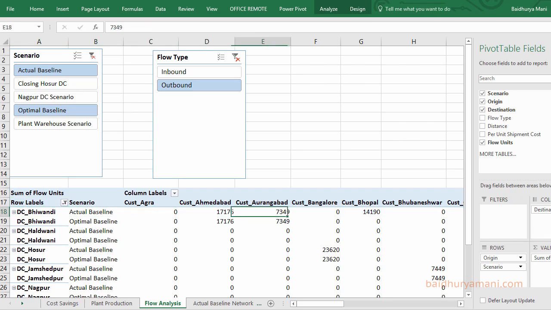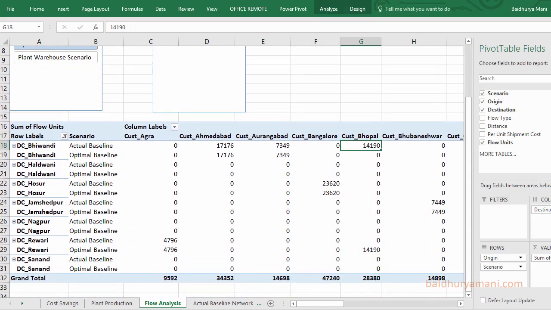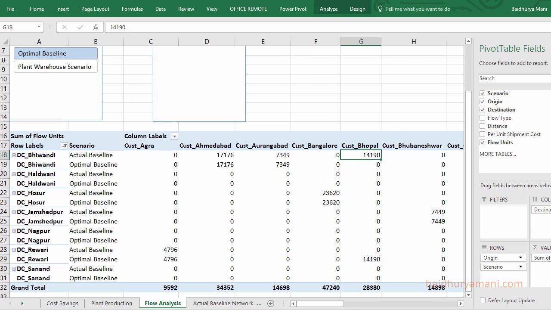So let's say for example, this one. What we see is in the actual baseline, Bhivandi was shipping to customer Bhopal. Now it is being shipped from distribution center Rewari. So now what can be the potential reasons for this? One potential reason can be that Bhopal is closer from Rewari compared to Bhivandi.